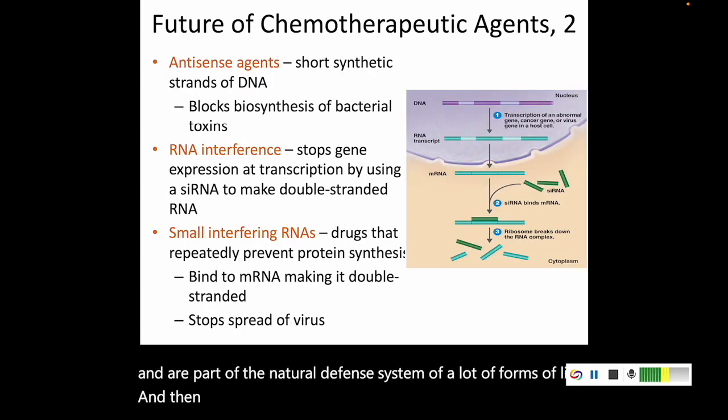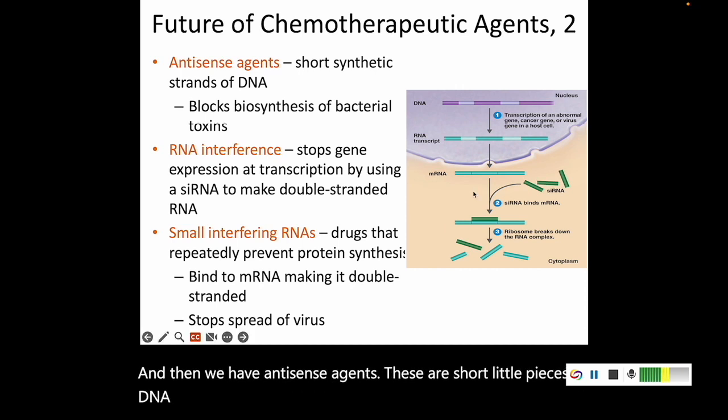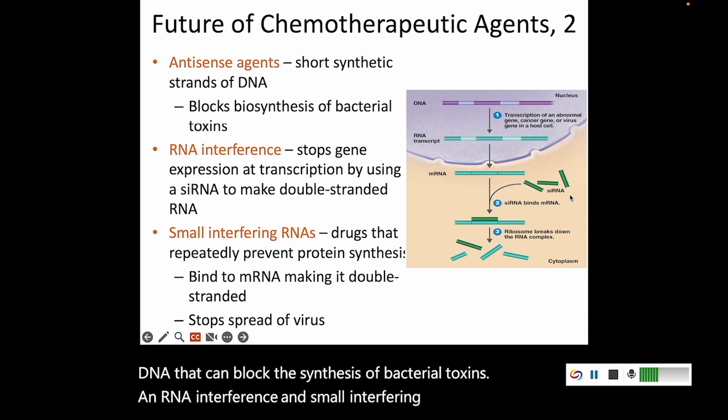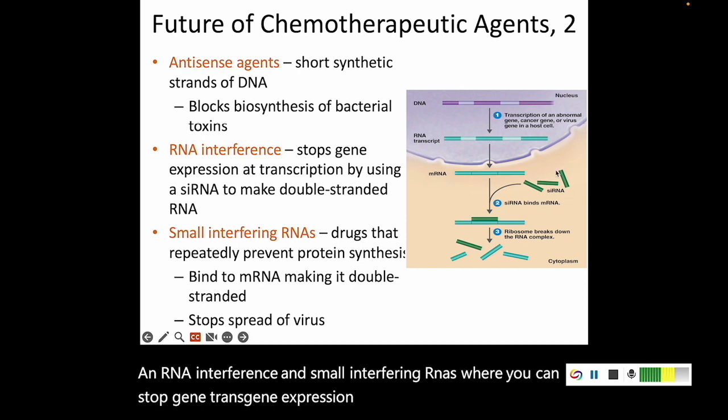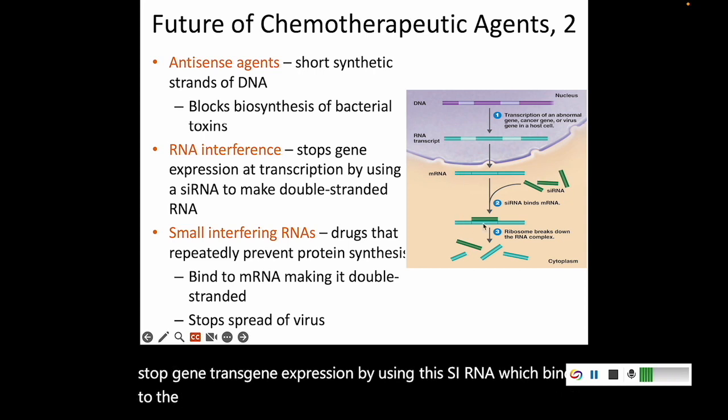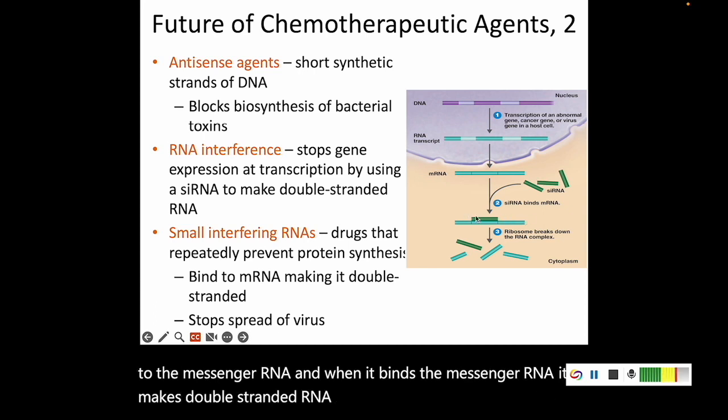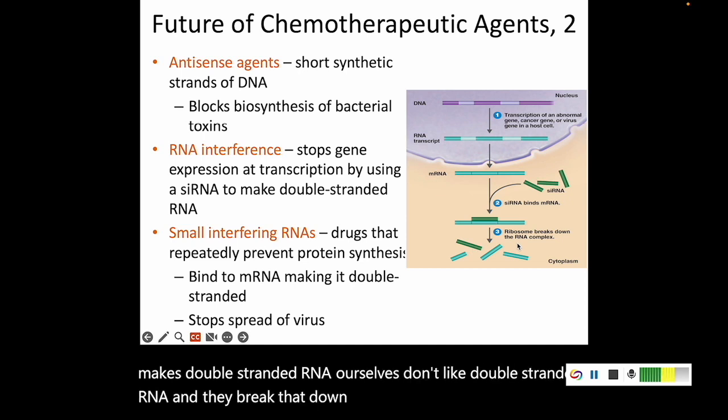And then we have antisense agents. These are short little pieces of DNA that can block the synthesis of bacterial toxins. And RNA interference and small interfering RNAs, where you can stop gene expression by using this siRNA, which binds to the messenger RNA. And when it binds to the messenger RNA, it makes double-stranded RNA. Our cells don't like double-stranded RNA, and they break that down. So that will stop the production of that messenger RNA.